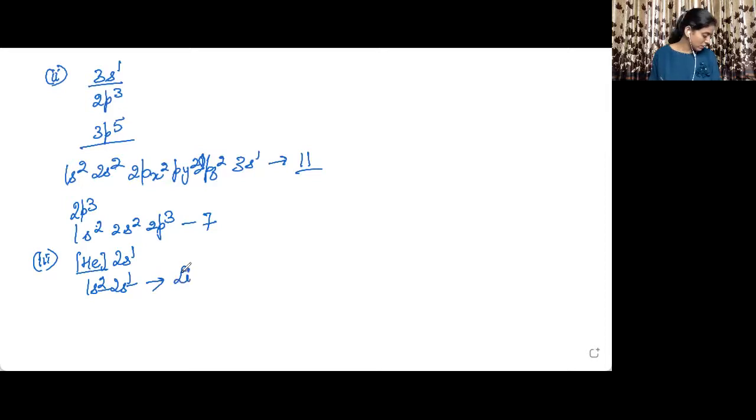Then second is neon 3s2, 3p3. For neon, the atomic number is 10. So 10 electrons have been filled and 5 more.